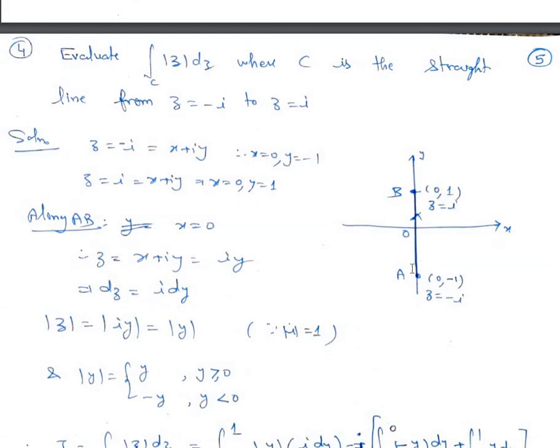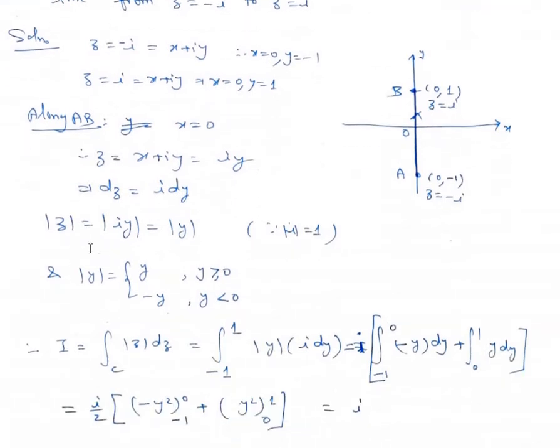So the curve is from A to B, where A is the point (0, minus 1) and B is the point (0, 1). Now because this is the x-axis and this is the y-axis, along AB x is equal to 0. So therefore z is equal to x plus iy, and because x is 0, z is equal to iy, so dz is equal to i times dy. And mod of z is equal to mod of iy, which is equal to modulus of y, because modulus of i is equal to 1. And by definition, mod of y is equal to y if y is greater than or equal to 0, and minus y when y is less than 0.